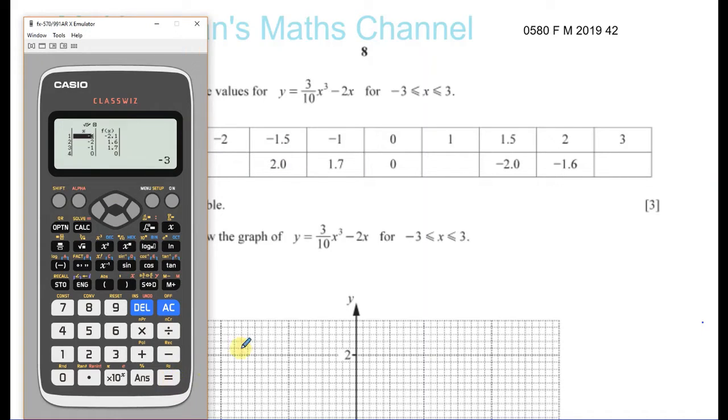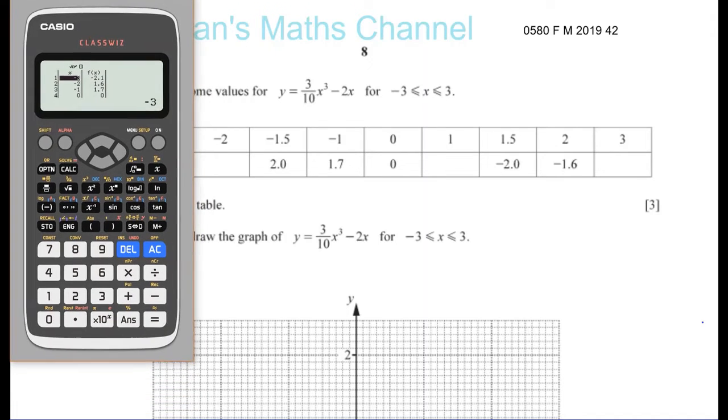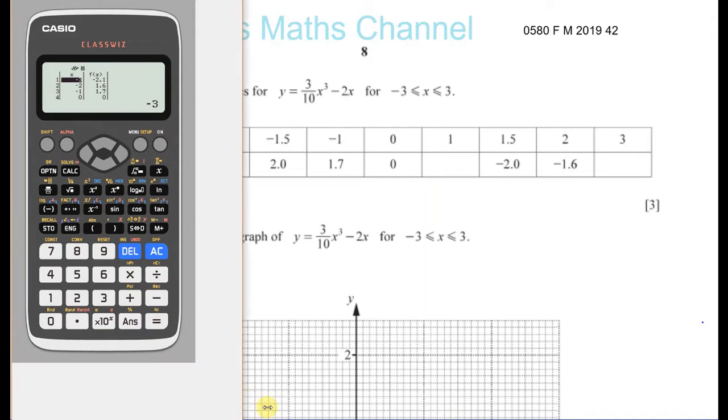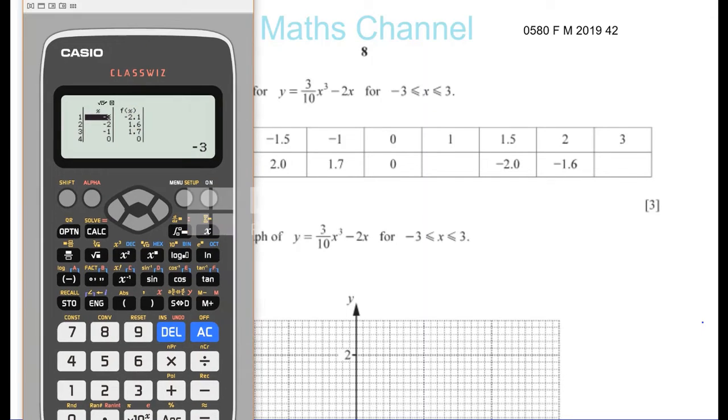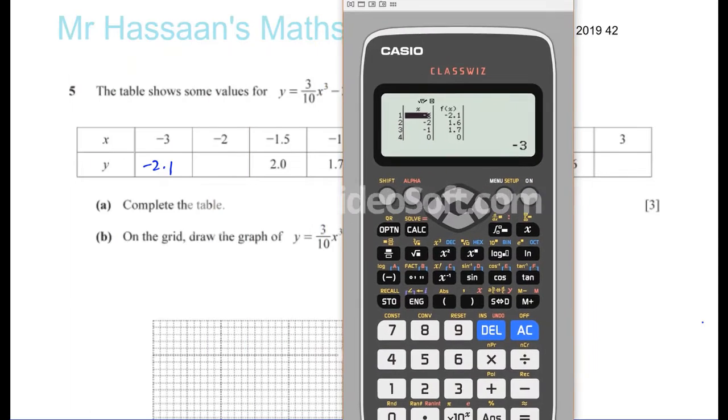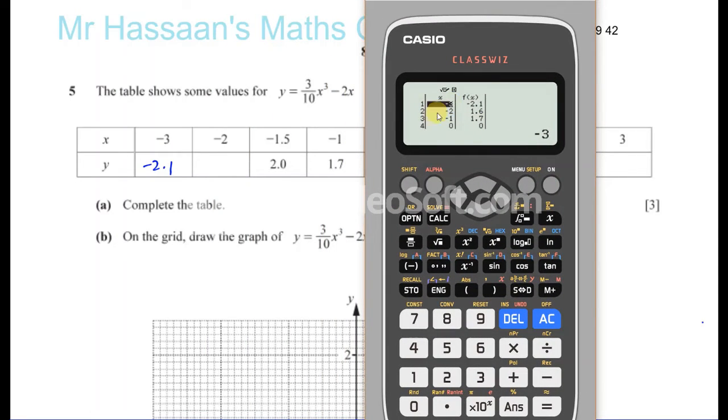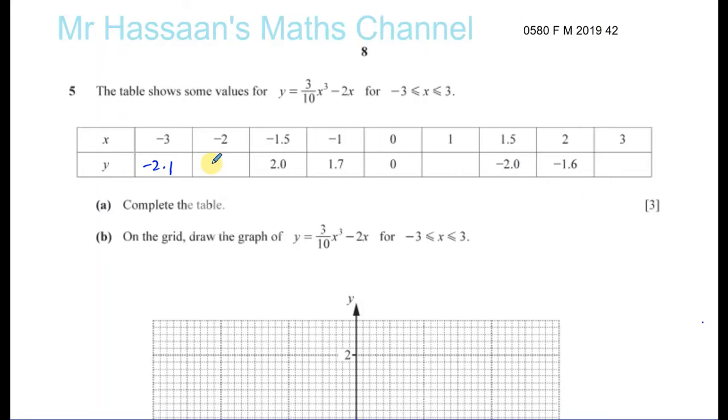I don't know if you can see it that well. Maybe I can make this a bit bigger, move this up here a bit, make that a bit bigger. Okay, so you can see that when x is minus 3, f of x is minus 2.1. It's automatically rounded it to one decimal place, actually. And when x is minus 2, y is 1.6. We can write here 1.6.